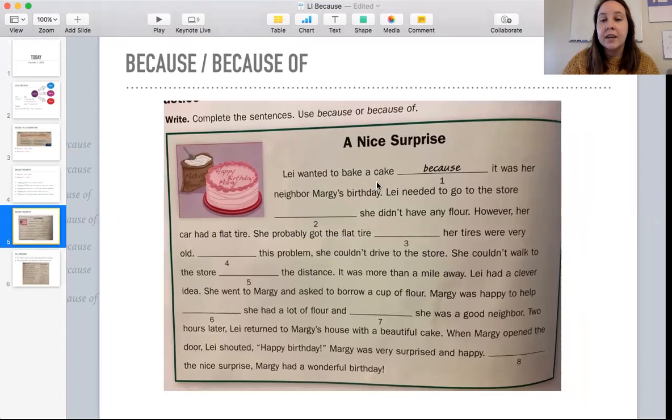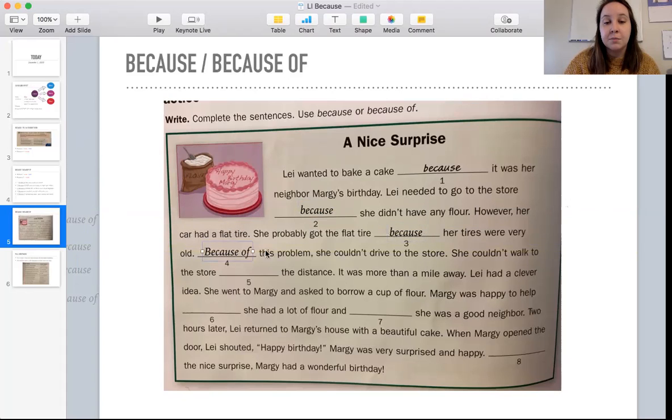Lay wanted to bake a cake because it was her neighbor Margie's birthday. Lay needed to go to the store because she didn't have any flour. However, her car had a flat tire. She probably got the flat tire because her tires were very old.